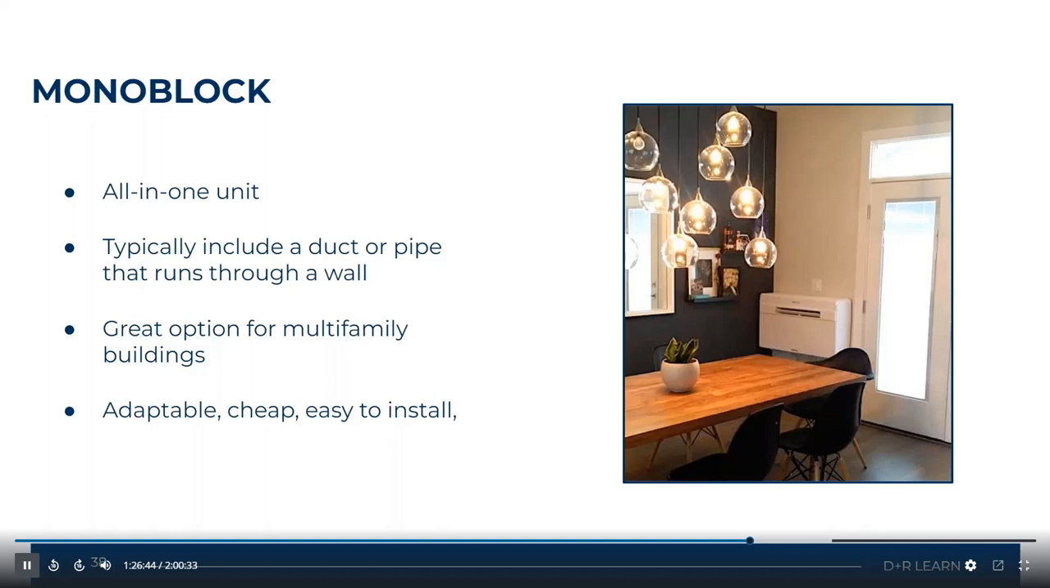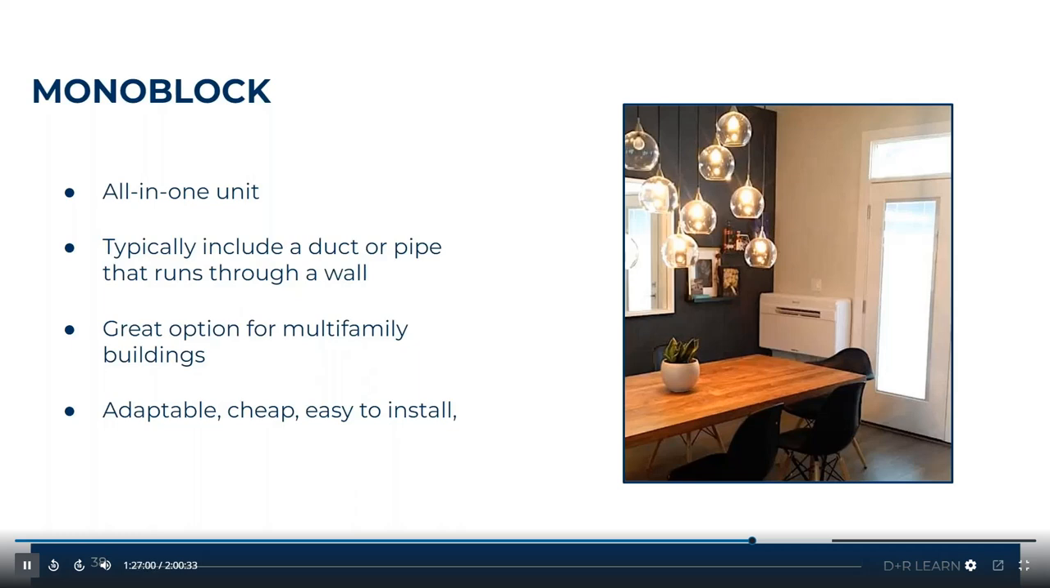Next, we have our monoblock systems, which is a comfort heating and cooling system where all the components, just like a unitary system, are packaged together inside of one single box. You can see the system installed here on a wall. You may also hear these systems called packaged terminal heat pumps.